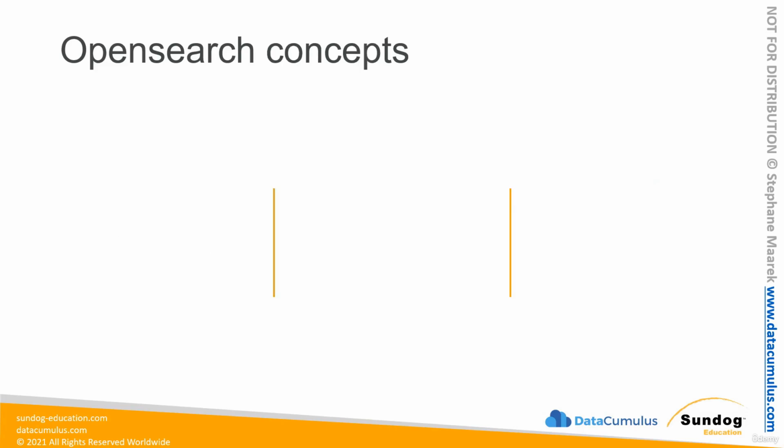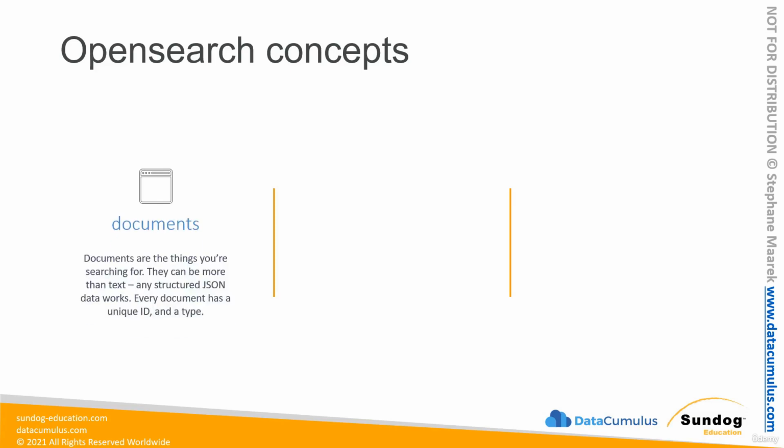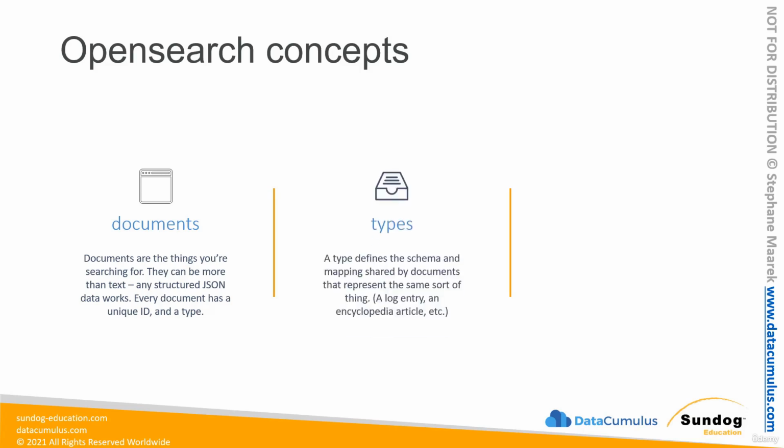So basically, there are three different kinds of entities you need to think about in the context of OpenSearch. One is a document. So basically, OpenSearch is a document storage and retrieval engine. Documents are the things you're looking for, and it's not just limited to text. You can put structured JSON data in there as well. Now, every document is going to have some unique document ID that you can search for by. And currently, but not for much longer, also a type associated with it as well. Types are what would define the schema and mapping shared by documents that represent the same sort of thing, like a log entry type or an encyclopedia articles type. Basically, it defines the schema you expect to see associated with that type of document.